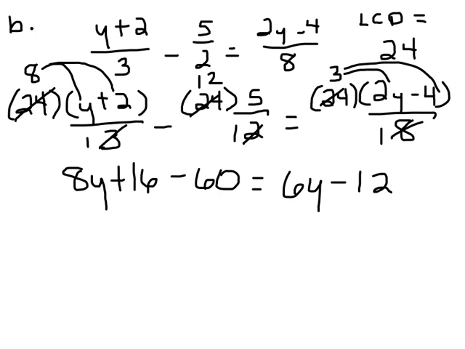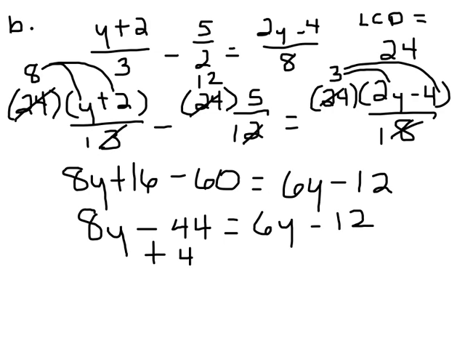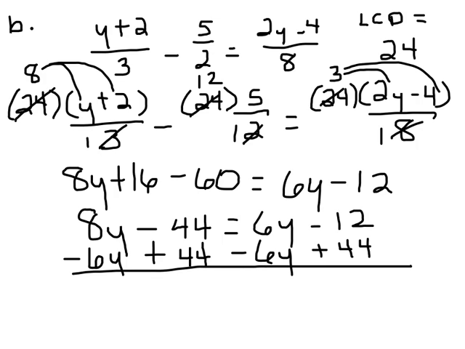Here I've got some like terms on this side I need to combine. So 8y minus 44, I believe. 60 minus 44 equals 6y minus 12. If I add 44 on both sides, and if I subtract 6y from both sides, I'm going to see that 2y is equal to 32.